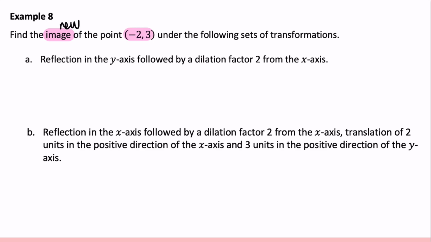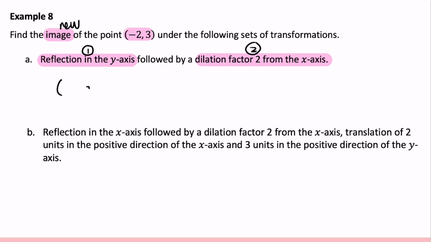So when I'm looking at this, I'm going to try to apply the transformations to my particular point. To do that, I'm going to consider all of the different transformations that have happened, and the order is really important. So make sure you keep that in mind. So first we have a reflection in the y-axis, and then there's a dilation factor of 2 from the x-axis. So that's the first thing that has happened, reflection in the y. And then we have a dilation of factor 2.